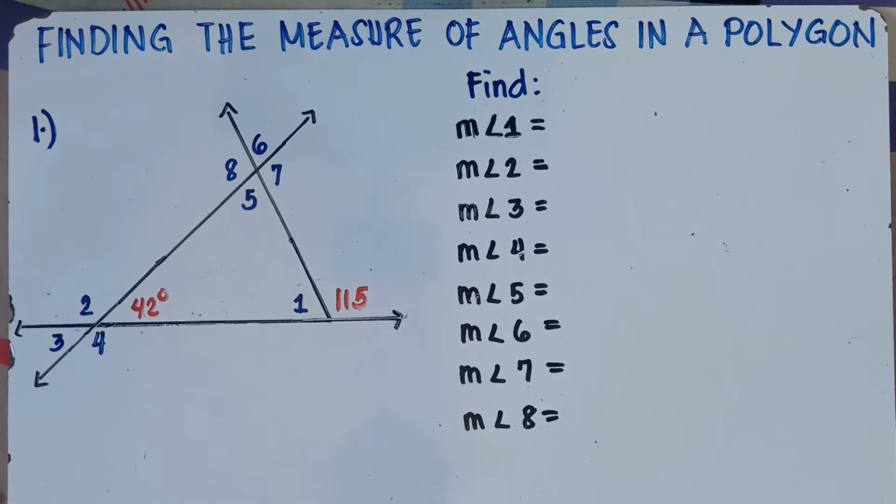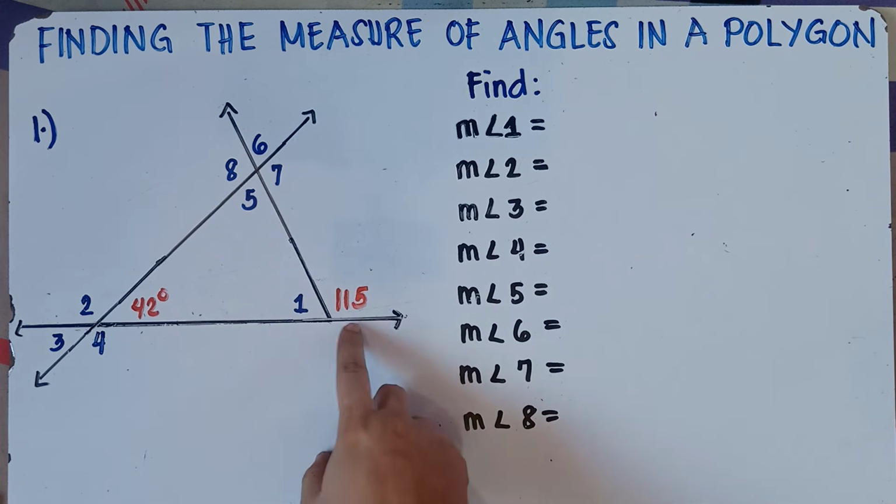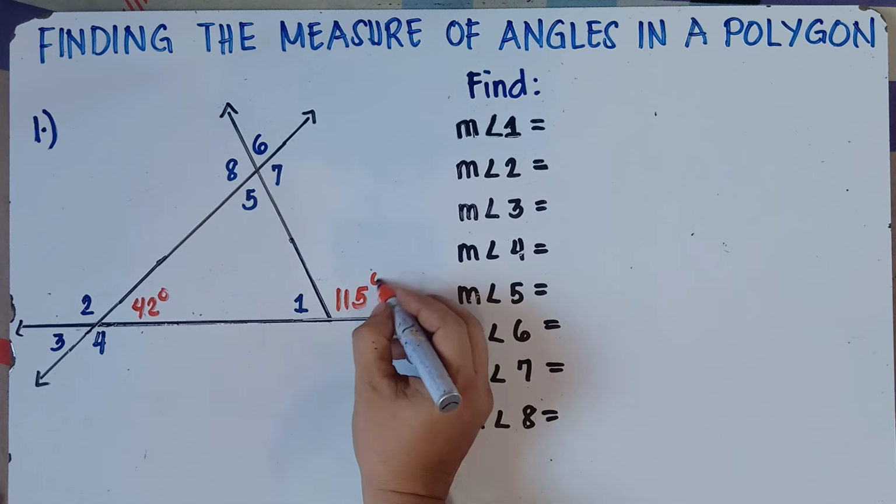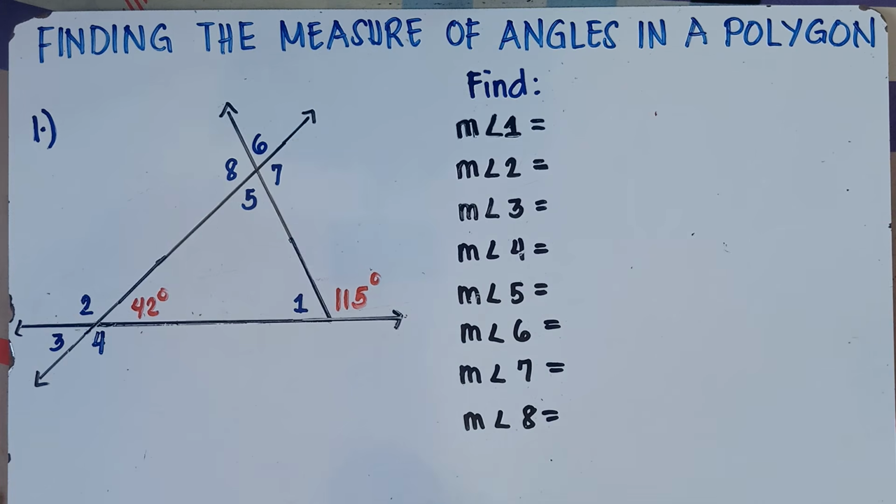You are told to find the measure of angle 1 up to angle 8. We are given one exterior angle measure, that's 115 degrees, and one interior angle measure, that's 42 degrees. And we're looking for angle 1 up to angle 8.